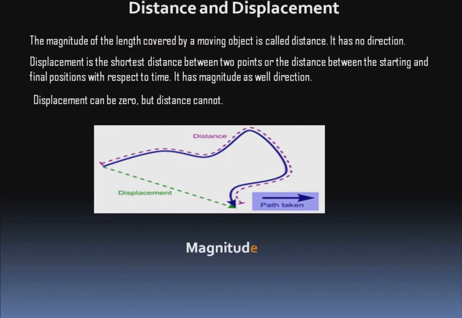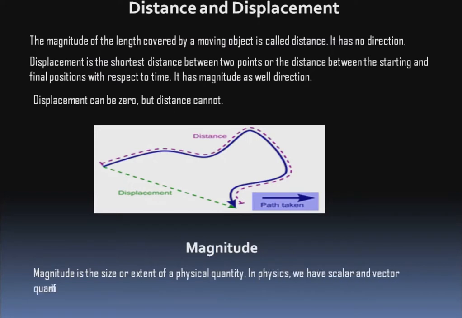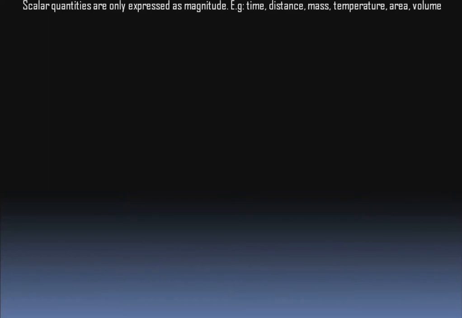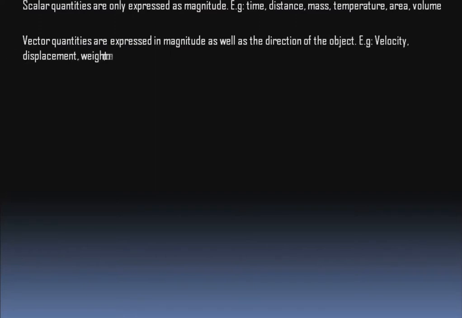Moving on, what is a magnitude? Magnitude is the size or extent of a physical quantity. In physics, we have scalar and vector quantities. So let us see what is a scalar quantity. Scalar quantities are those which are expressed as magnitude. For example, time, distance, mass, temperature, area, volume, etc. Whereas vector quantities are expressed in magnitude as well as the direction of the object. For example, velocity, displacement, weight, momentum, force, acceleration, etc.